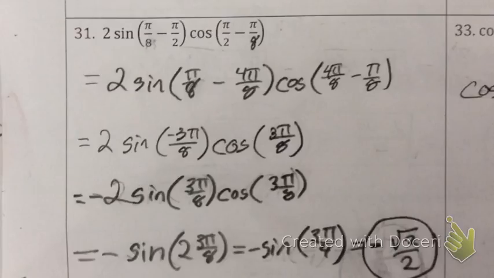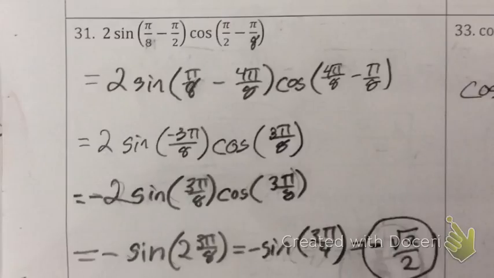Create a common denominator. Pi over 2 minus pi over 8, create a common denominator. Pushing them together, I get negative 3 pi over 8 and a positive 3 pi over 8. That's a big no-no. They have to be the exact same angle. They look the same, but one's negative and one's positive. They're going completely different directions.